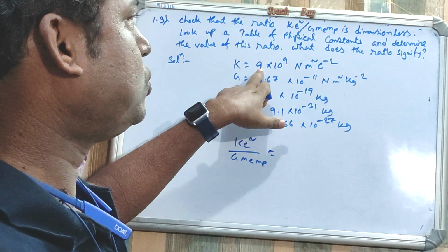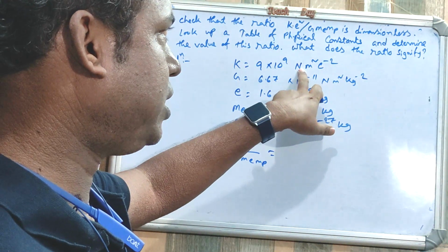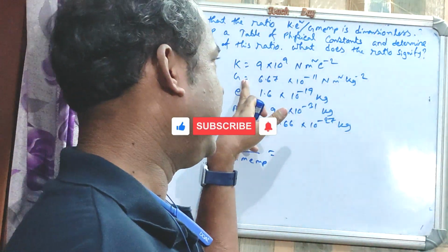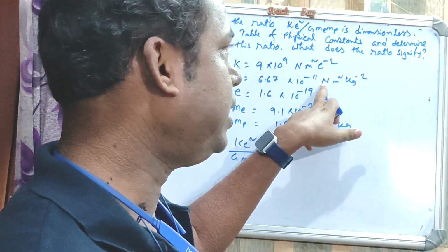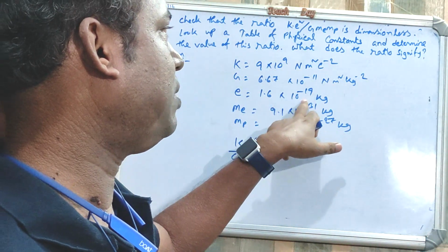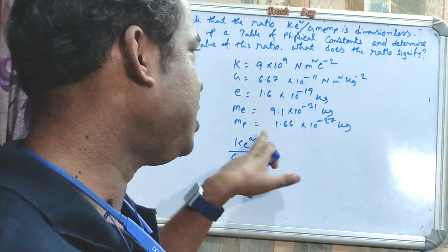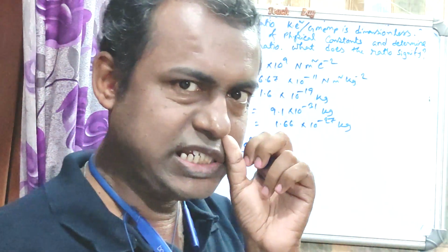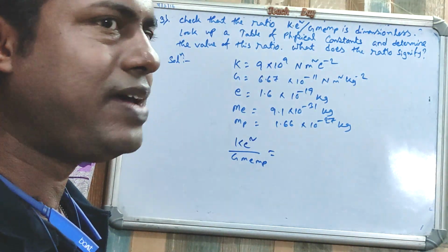Here k equals 9 into 10 to the power 9. We already discussed the unit, we just calculated it over there: Newton meter square coulomb to the power minus 2. G is the universal gravitational constant. Its value is 6.67 into 10 to the power minus 11 Newton meter square kg to the power minus 2. e is 1.6 into 10 to the power minus 19 coulomb. me is 9.1 into 10 to the power minus 31 kg. mp equals 1.66 into 10 to the power minus 27 kg. You just remember the following values. When you put in all these values, you can easily solve this.